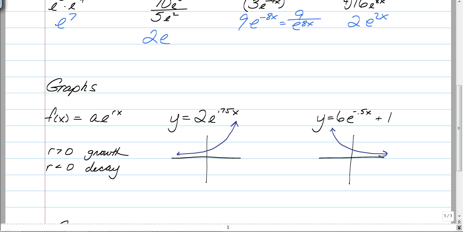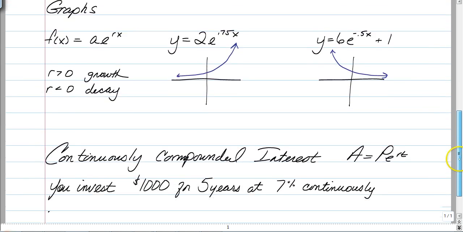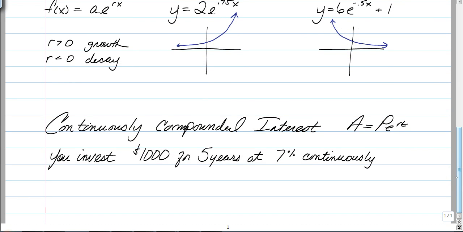So you do not have to know how to graph any e equations by hand. All I did for those is type them in my graphing calculator, press graph, and I just sketched what they look like. Now here is where e is used the most.